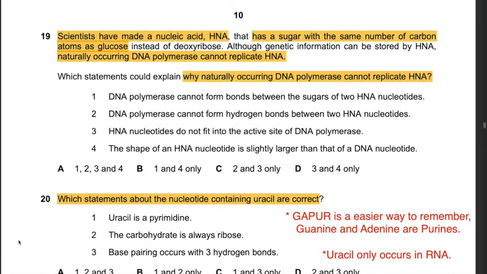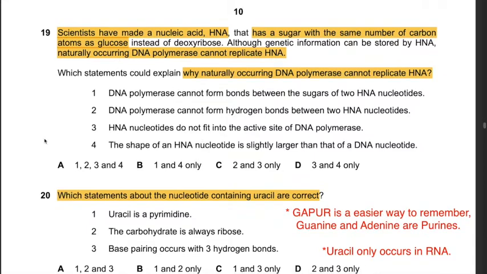Question 19. Scientists have made a nucleic acid, HNA, that has a sugar with the same number of carbon atoms as glucose instead of deoxyribose. Although genetic information can be stored by HNA, naturally occurring DNA polymerase cannot replicate HNA. Which statements could explain why naturally occurring DNA polymerase cannot replicate HNA? 1. DNA polymerase cannot form bonds between the sugars of two HNA nucleotides. This is a wrong statement as DNA polymerase has nothing to do with sugars. Option 2. DNA polymerase cannot form hydrogen bonds between two HNA nucleotides. That is an incorrect statement as DNA polymerase has nothing to do with hydrogen bonds.